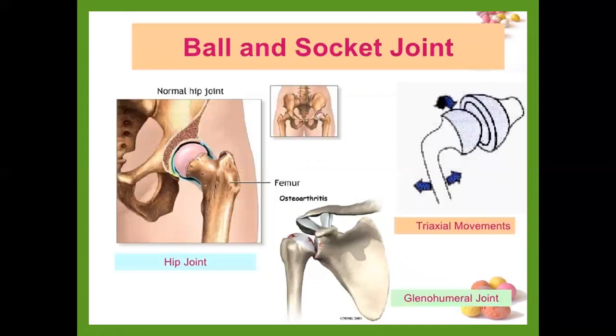Next is the ball and socket joint. What is the function of the ball and socket joints? These joints allow movement in all directions, you can say in a circular direction. So these joints are called movable joints. An example of the ball and socket joint is the hip joint, and the shoulder joint also.